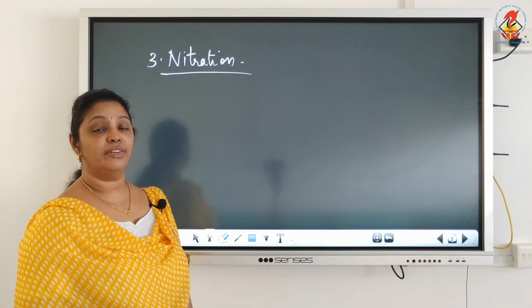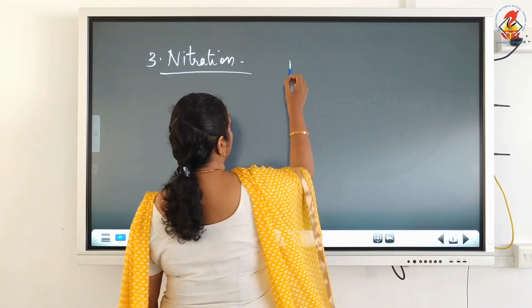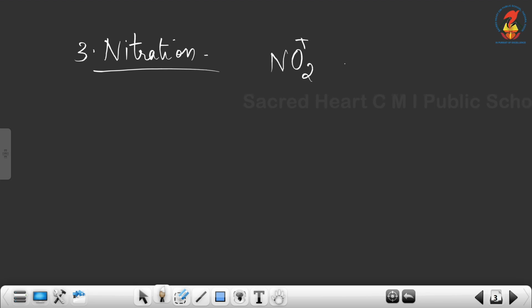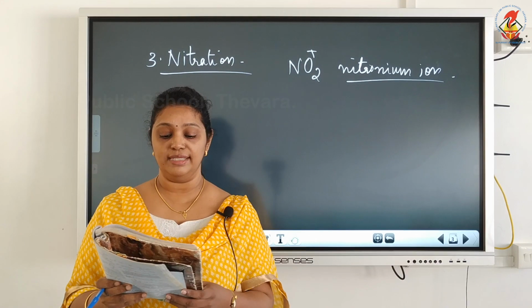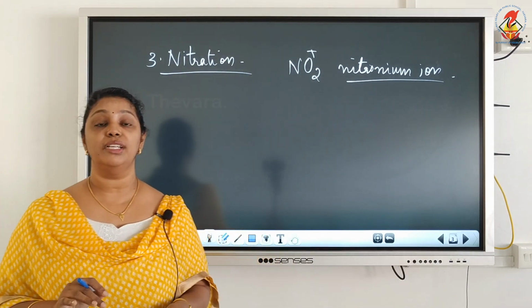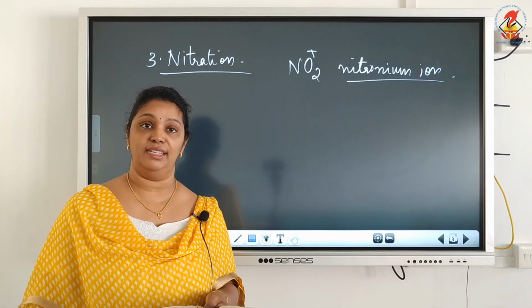Now in nitration the electrophile is nitronium ion. Nitronium ion is NO2+. This is nitronium ion. So that is our electrophile in nitration. Now how is this nitration done? In nitration, the nitro group, that is NO2 group, is introduced into the benzene ring.